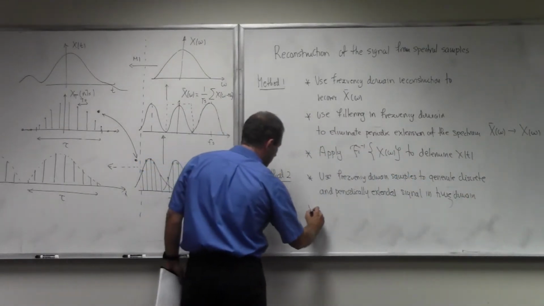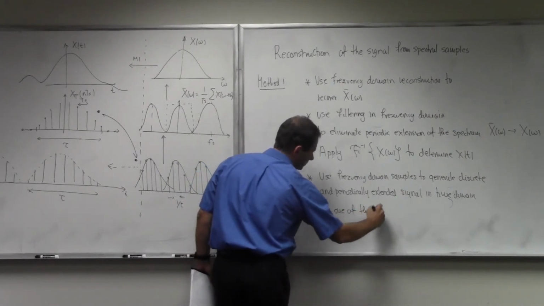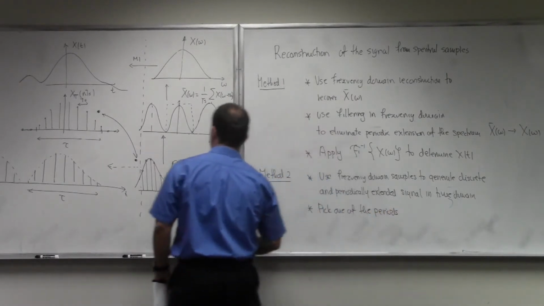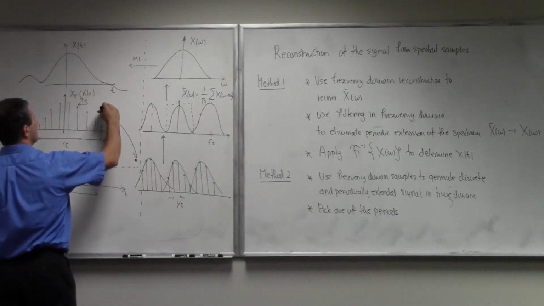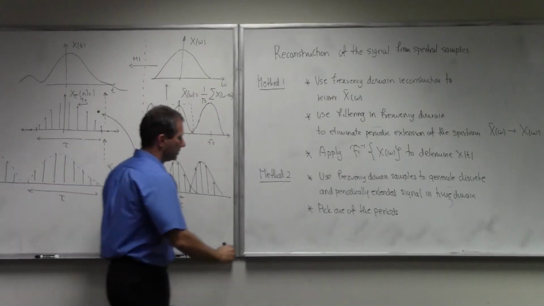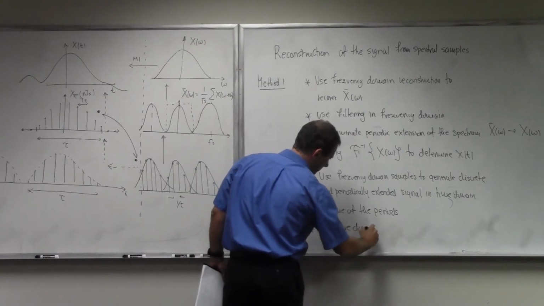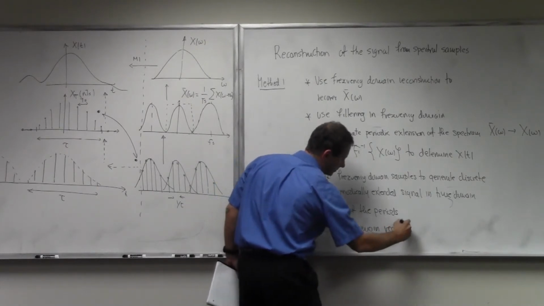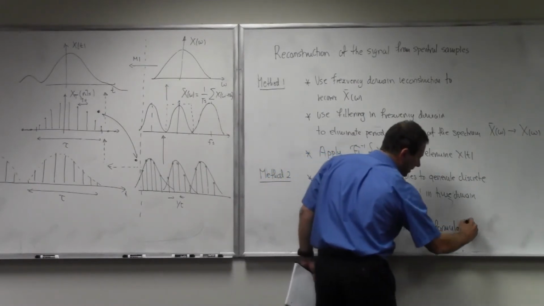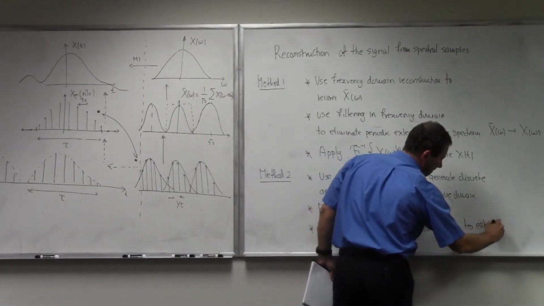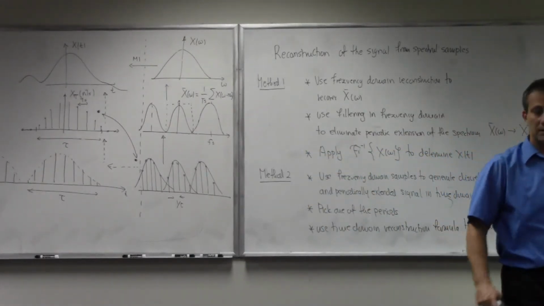And then just pick one of the periods. That's kind of giving you this path. And then use the time domain reconstruction formula to get here, to estimate x of t. Other methods are possible too.